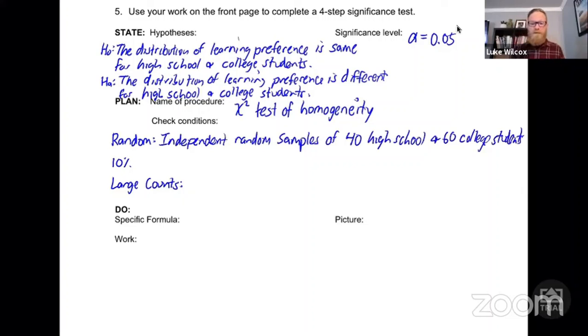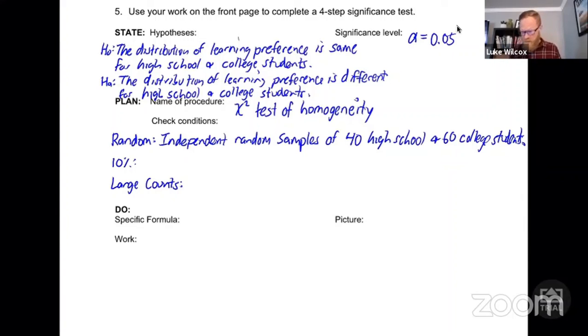And remember, the reason why the random sample is important is because we want that sample to be representative of the population, because at the end, we'd like to make some sort of conclusion and generalize it to the population. In this case, we can generalize to the population of all high school students and all college students. Okay, 10% condition, remember, we only have to check that if we're sampling without replacement. And in this case, we were sampling without replacement. We didn't take one student out and then replace them back into the pool.